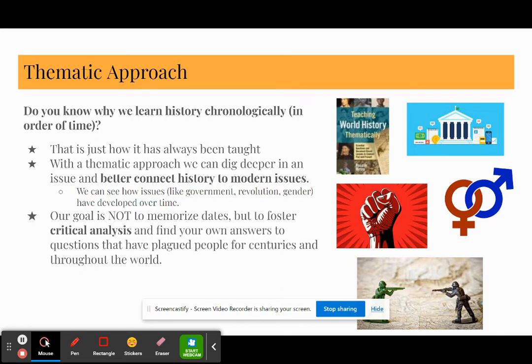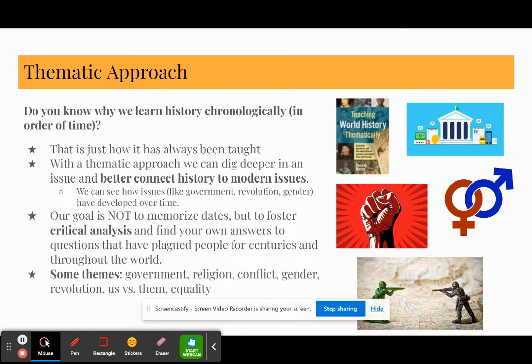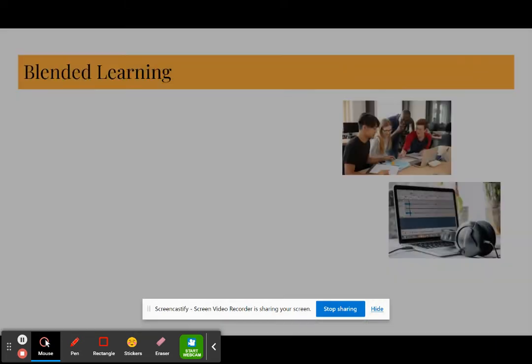Our goal is not to memorize dates, but to foster critical analysis or understanding and to help find your own answers to questions that have plagued people for centuries and throughout the world. Some of the things we'll look at are government, religion, conflict, gender, revolution, us versus them, and equality.